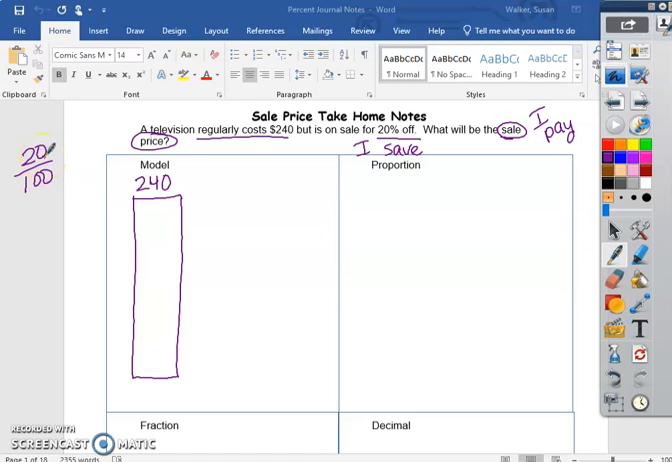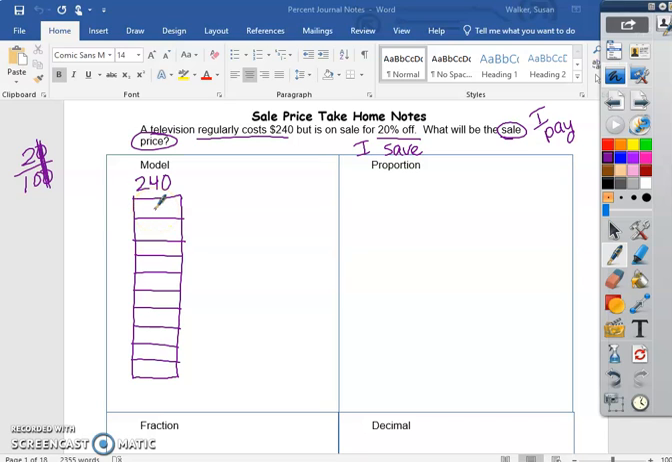Now what I like to do, we're just going to do this for today. We're going to break it into 10 parts. So I'm going to draw a line in the middle. 1, 2, 3, 4, 5. 1, 2, 3, 4, 5, 6, 7, 8, 9, 10.